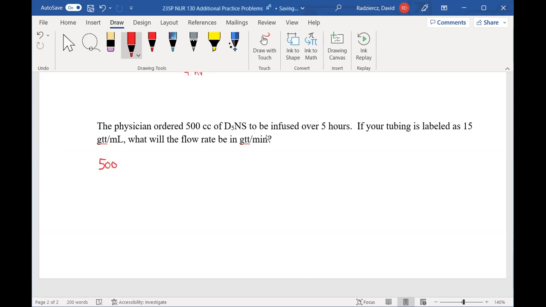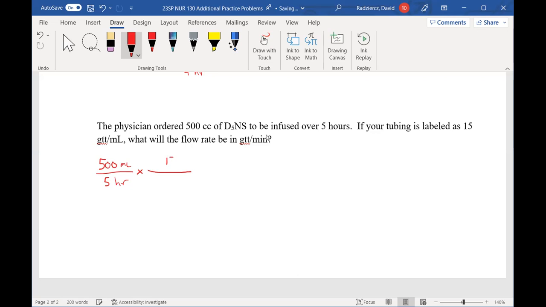500 cc. We can just go ahead and convert cc to ml because we know that's the same thing. Over 5 times your drop factor. Now, if you are converting hours to minutes at this step, it's fine. I'm just arranging it differently. There's no one right way.